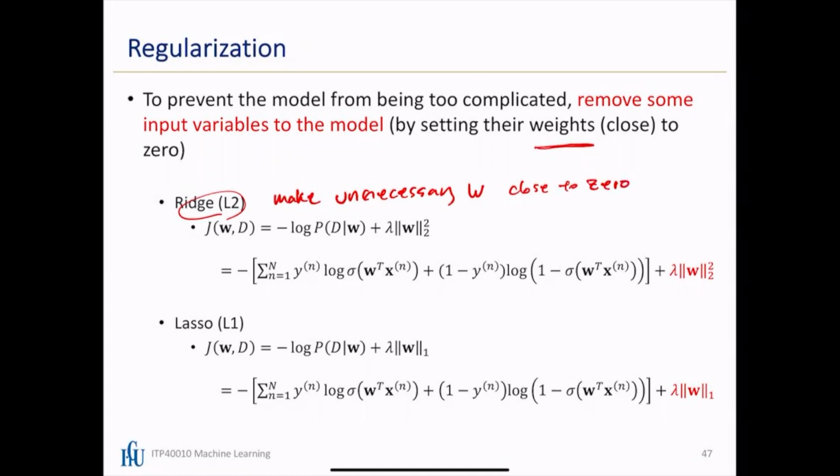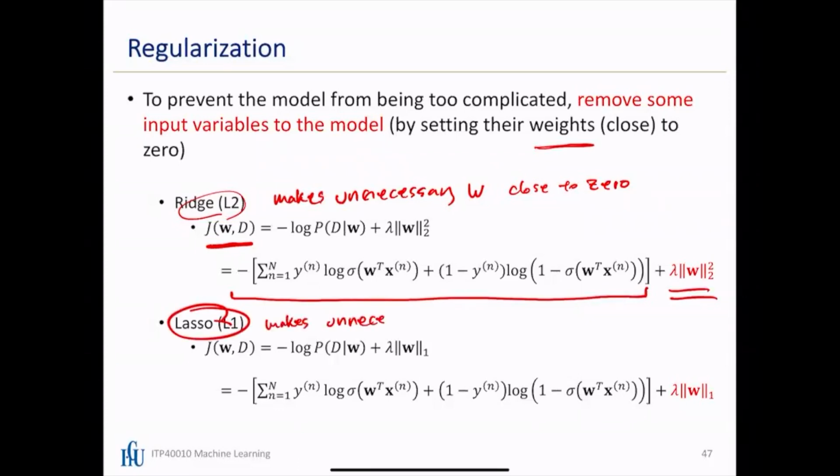So the J function over here is basically the same, the only difference is here. You are adding one additional regularization term. And L1, this guy, makes unnecessary w equal to 0. So here is the updated J function.